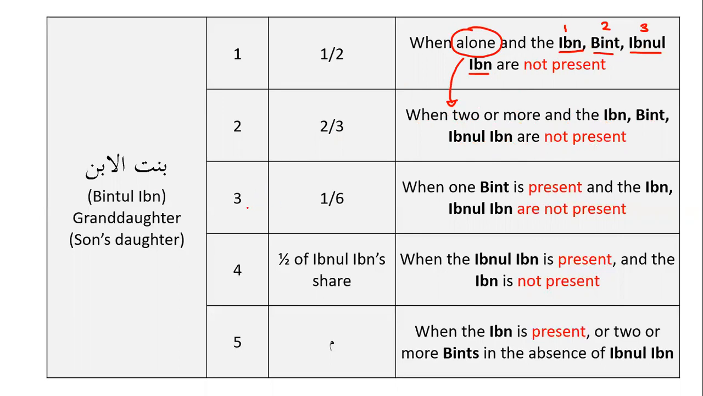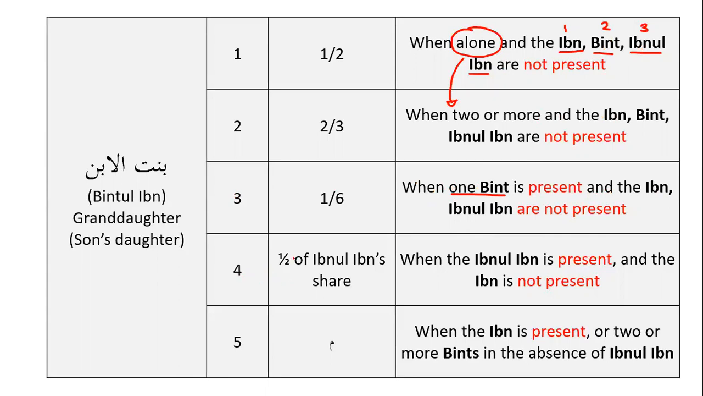In condition number 3, the Bintul Ibn receives 1/6 of the inheritance. This is when 1 Bint is present. So again, the 3 relatives you are looking out for, number 1 Ibn, number 2 Bint, and number 3 Ibnul Ibn. In condition number 3, the Bint is present, but only 1 Bint. 1 Bint is present, and the Ibn, Ibnul Ibn are not present. So again, the other 2 relatives that we were looking out for, the Ibn and the Ibnul Ibn, are still not present. The only one being present here is the Bint, and that also only 1 of them.